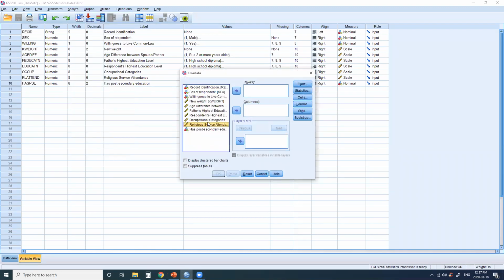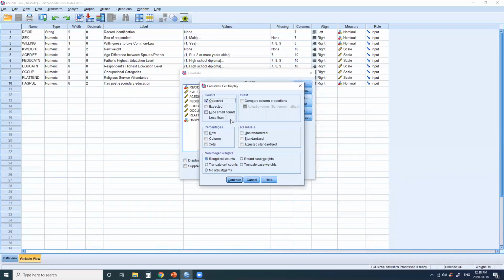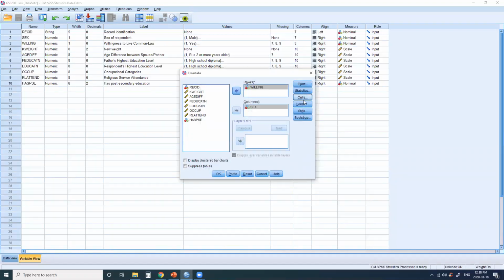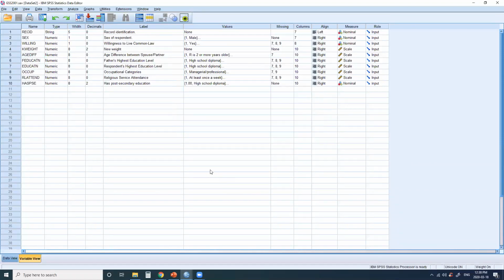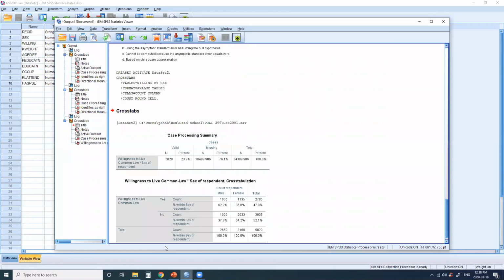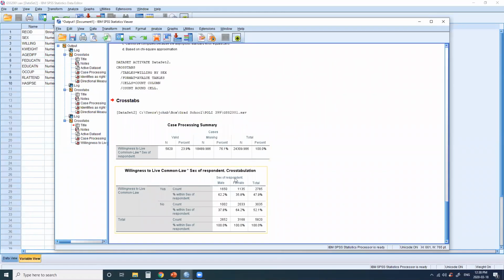And I always like to right-click or option-click for the Mac folks on the variable list so that I see the variable names, not the labels. And we will do sex of the respondent in the columns. That's our IV. And then our DV is willingness to live common law. And always make sure you select cells, column, percentages, right? So under cells, column, percentages. And we can run that analysis, and we get this crosstab here, right?